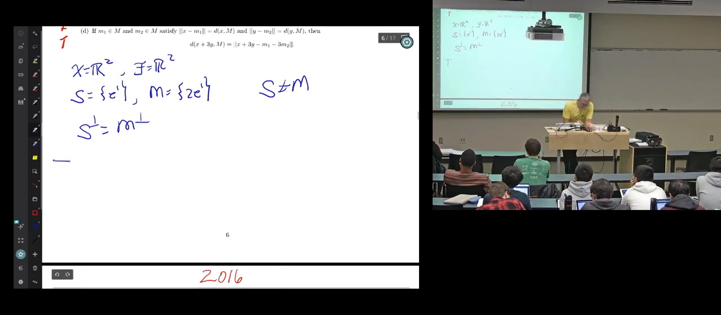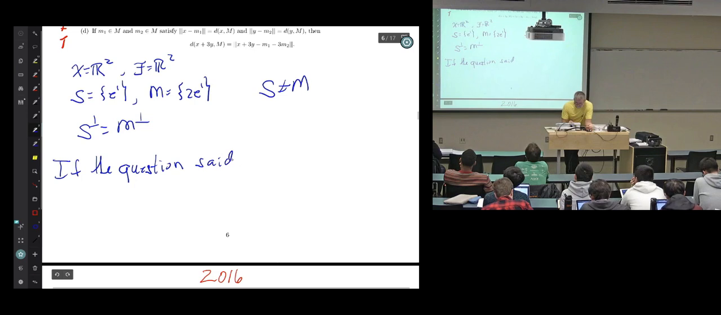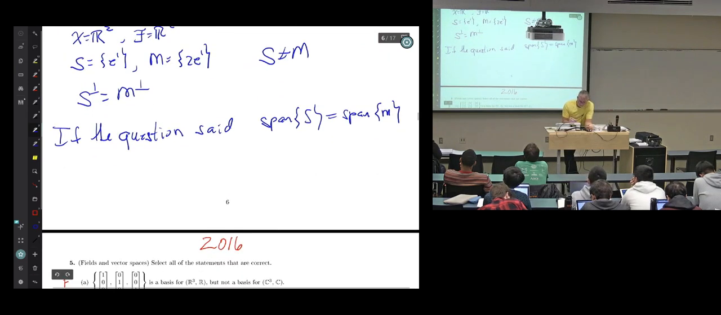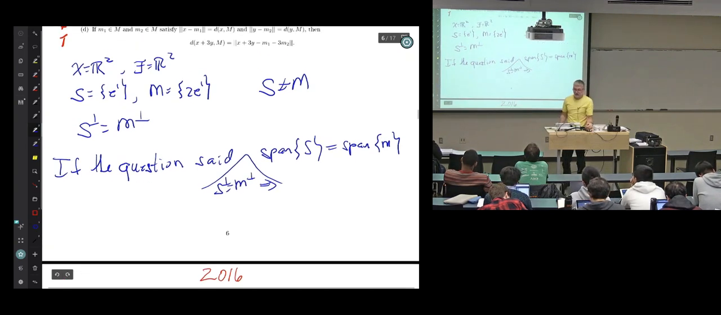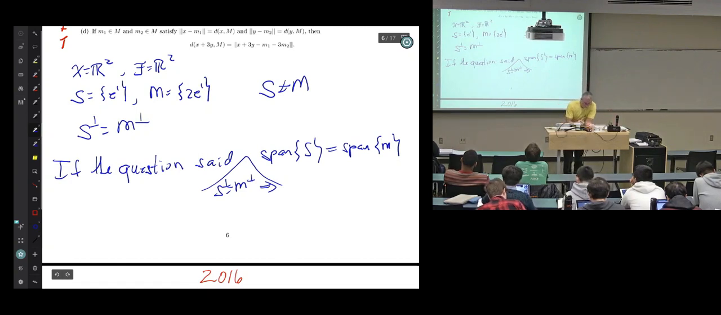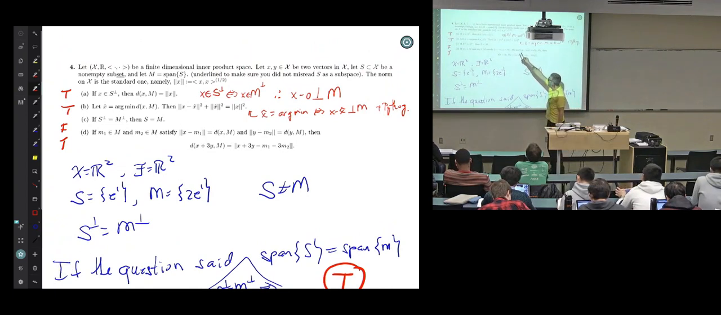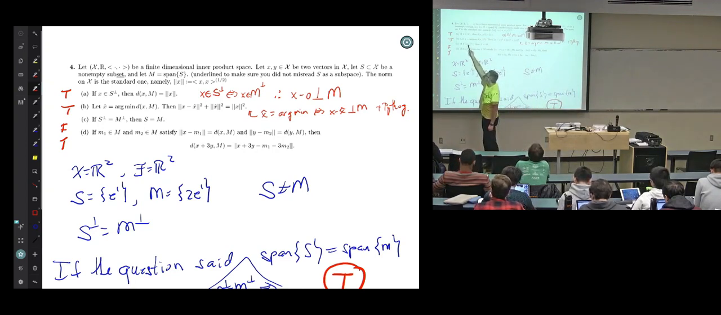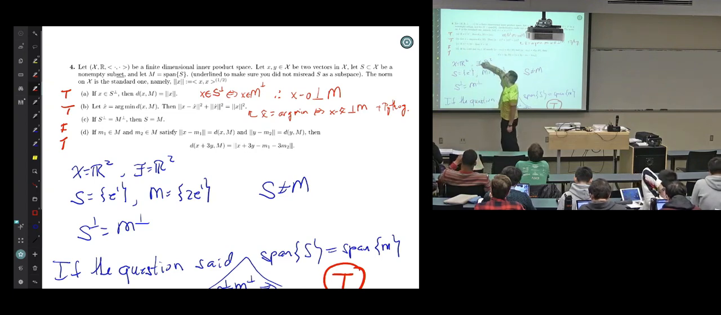Now, if the question said S perp equals M perp implies span of S equals span of M, then that's true, okay? So this is true. And it's the usual thing. The key thing is we have finite dimensional. So just take a basis for these guys and you'll find that S perp perp would then be the span of S. So, yeah. Question?